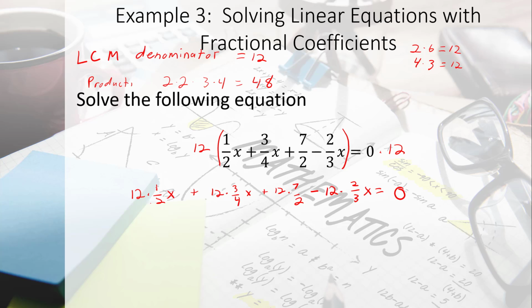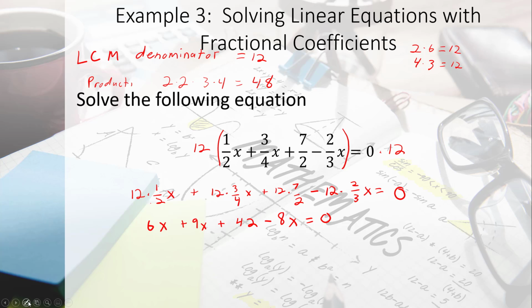We can do 12 times 1 divided by 2. That's going to give us 6. Here we can do 12 times 3, which is 36. 36 divided by 4 is 9. Twelve times 7 is 84. 84 divided by 2 is 42. And then finally, 12 times 2 is 24. 24 divided by 3 is 8. And pay attention, there's a minus sign there, so this will be minus 8x. And all that's going to be equal to 0.